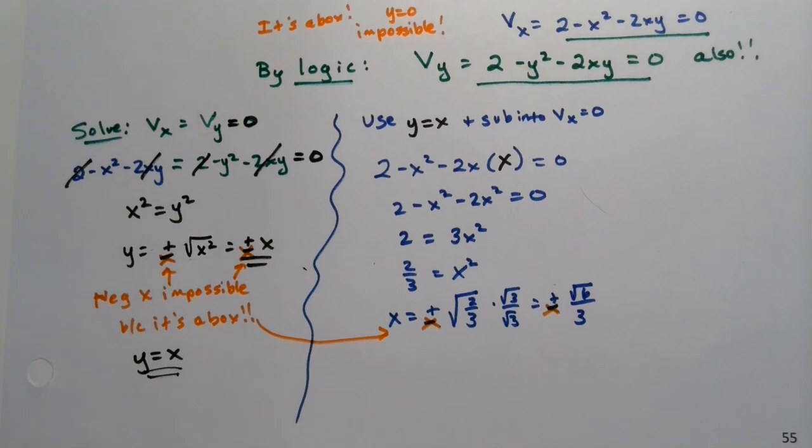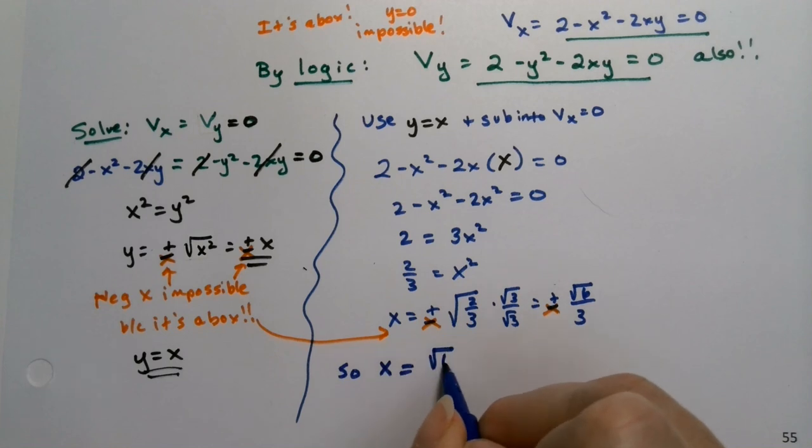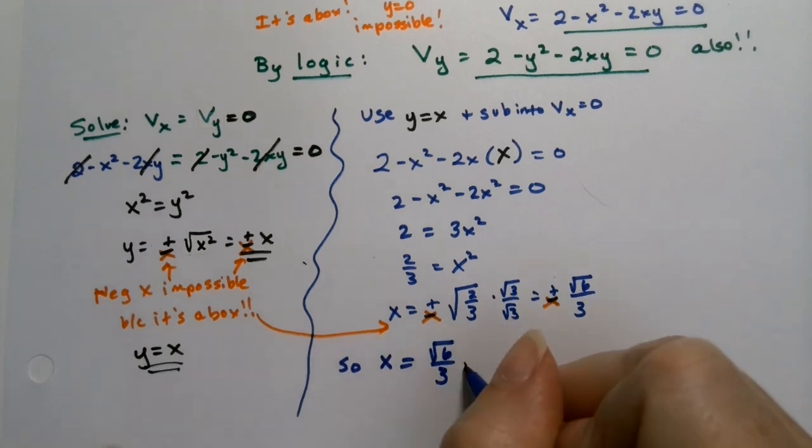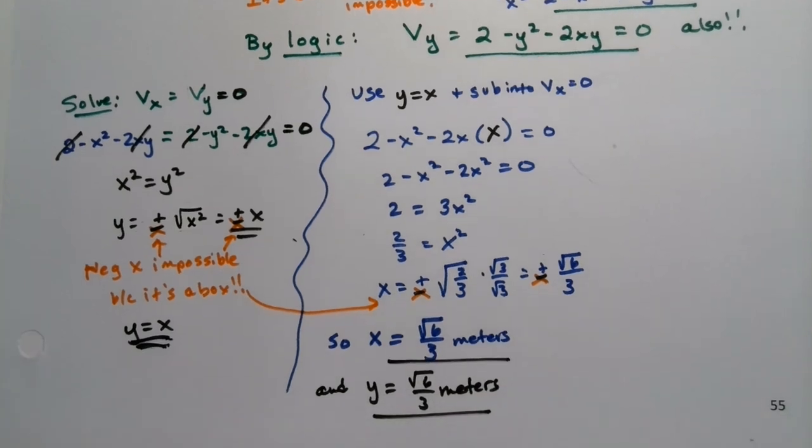And then once we know x is square root of 6 over 3, it's meters because this was the meters of a box, then y is also, because y is equal to x, square root of 6 over 3 meters. There's 2 of our dimensions right there. I mean, that's what they wanted, right? They want the dimensions of the box with maximum volume. This is the only critical point. This is the only way that there's going to be a maximum volume.